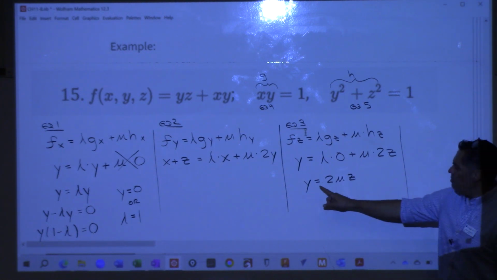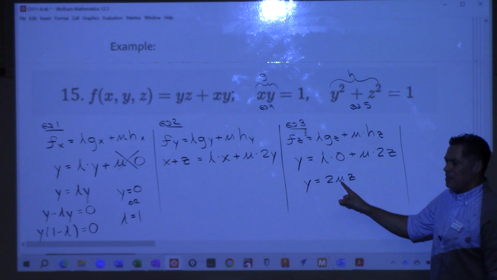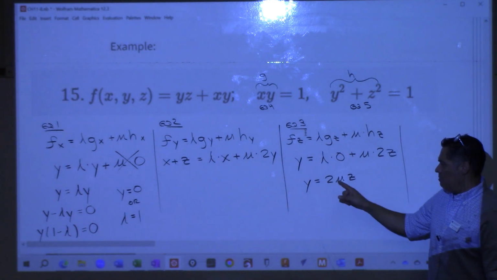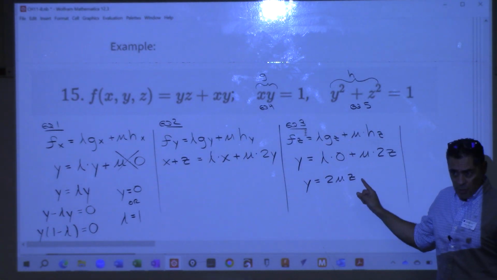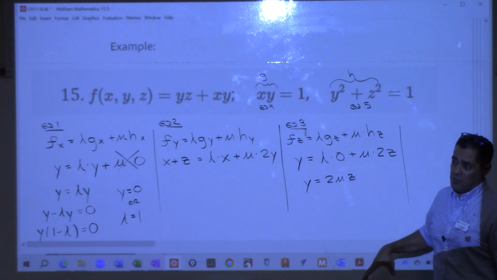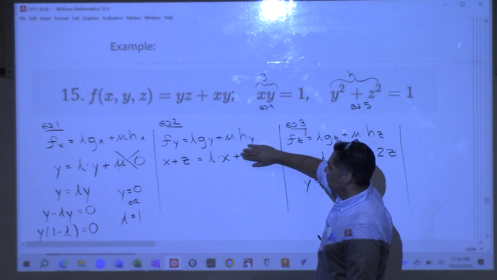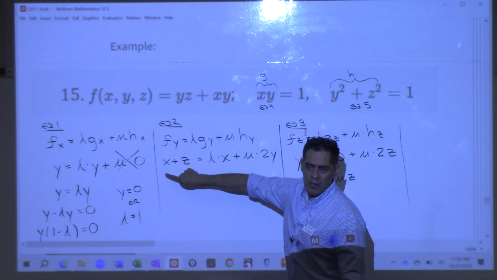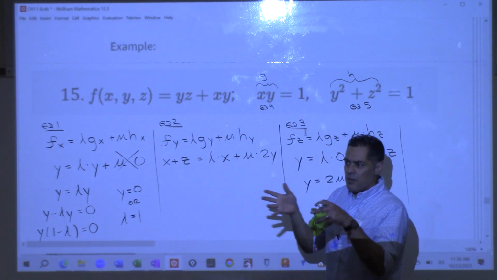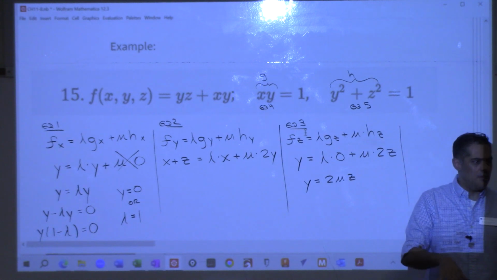If y is 0, then you see that means that would be 0. That means mu would have to be 0 or z would have to be 0. You have to look at those two cases. What about if y is 0 here? You get this equation, right? You have to work with that. So you see you're going to have to go down different roads here.